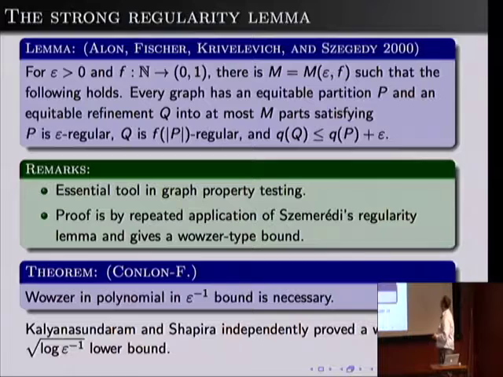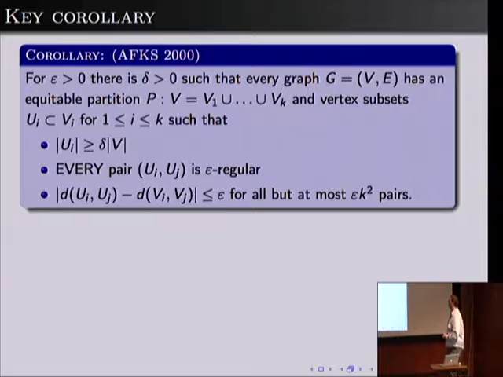Okay, so that was the first attempt to try to improve the induced graph removal lemma bound, but actually you don't need the full strong regularity lemma. You need a key corollary. And what this corollary says, what?